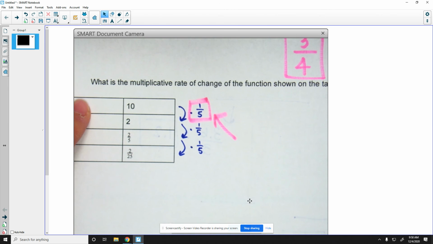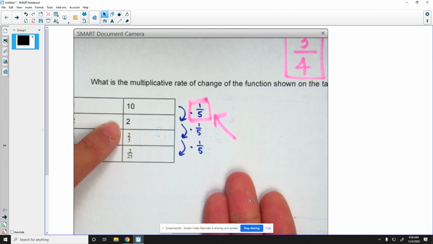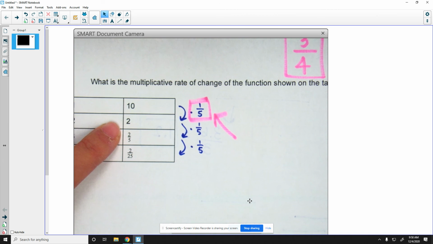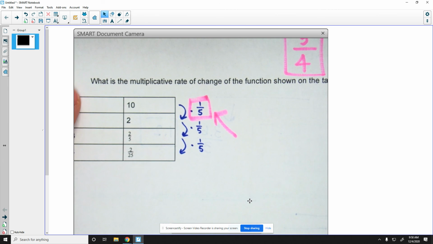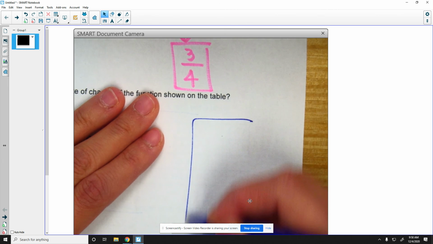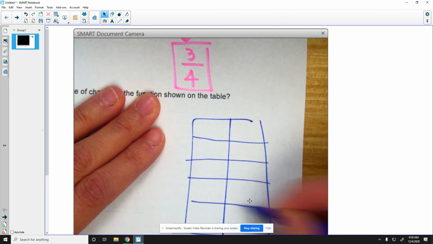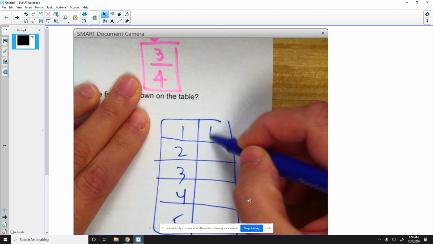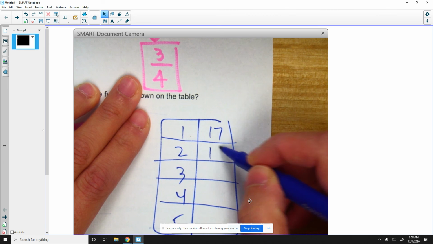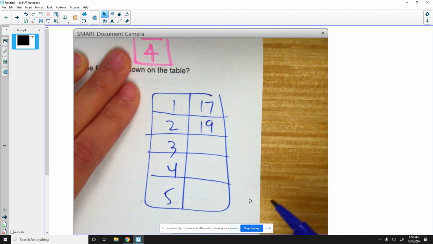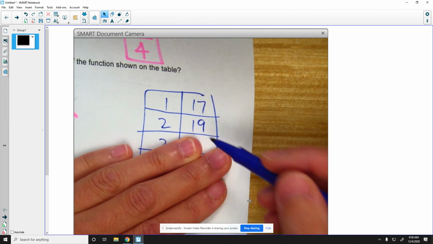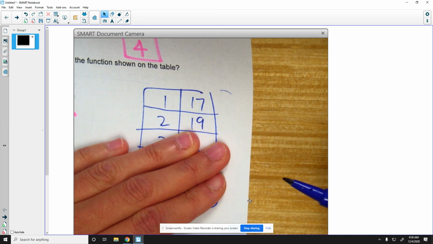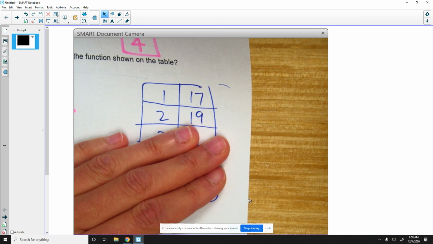That's my answer. So I'll tell you the answer right now. It's times 1/5. But here's the thing though. Some of you know that divide by 5 is the same thing as saying times 1/5. What if I gave you a really, really hard one? Like what if I said, here's my table. I don't want you to be able to do it in your head. 1, 2, 3, 4, 5. Let's say this is like 17. This is 19. This, I don't know, whatever. What is the multiplicative rate of change here? How do you figure that out? Because I'm pretty sure you can't do that in your head.